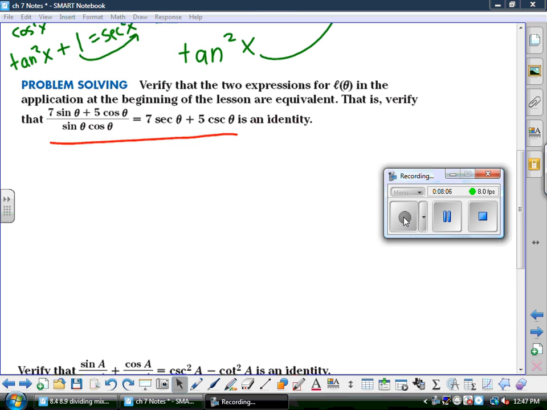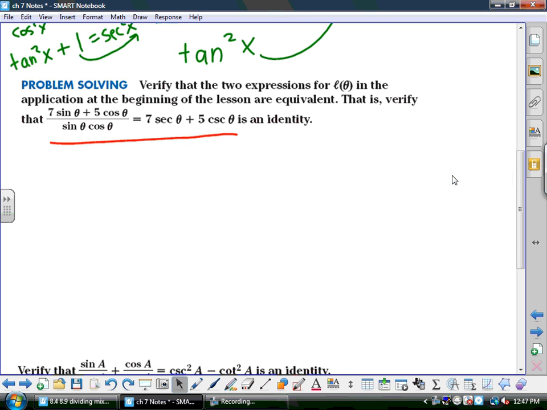All right, so you should have had a chance to write that problem down. And the strategy we're going to use to simplify it is we're going to start on the more complicated side, which is going to be the left again, and we're going to make it look like the easier side, which is the right. The strategy we're going to use here is we're going to do stuff that's true about fractions. We have 7 sine plus 5 cosine, all divided by something.